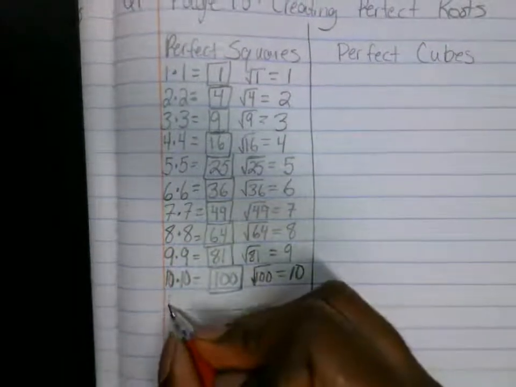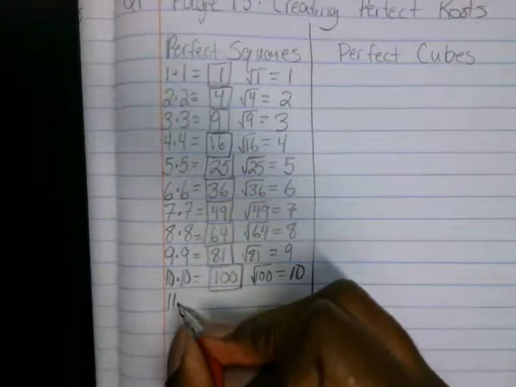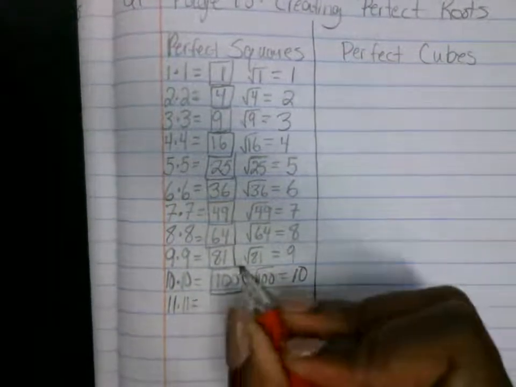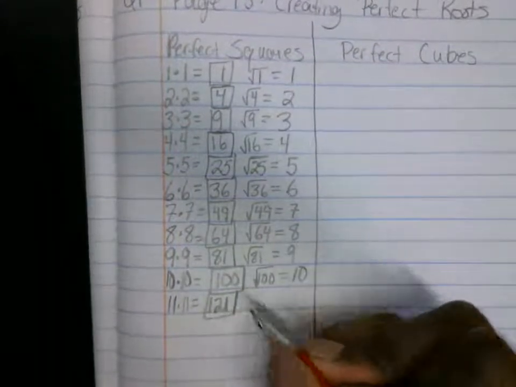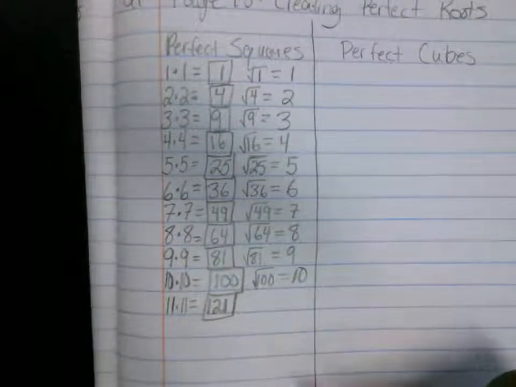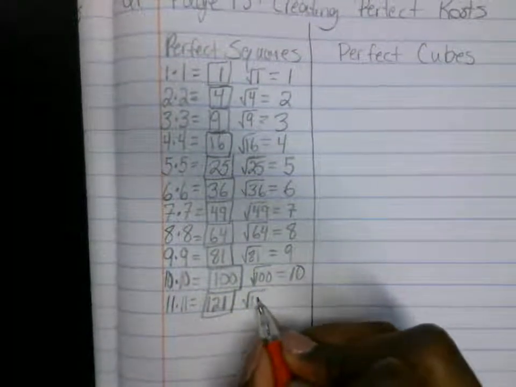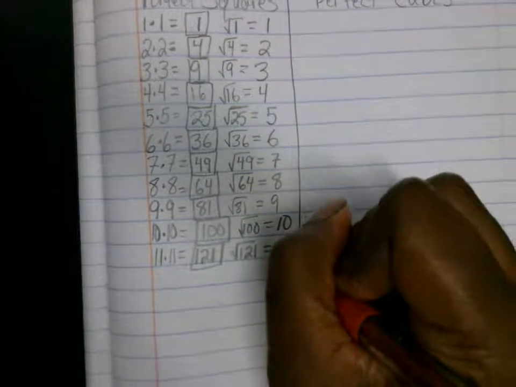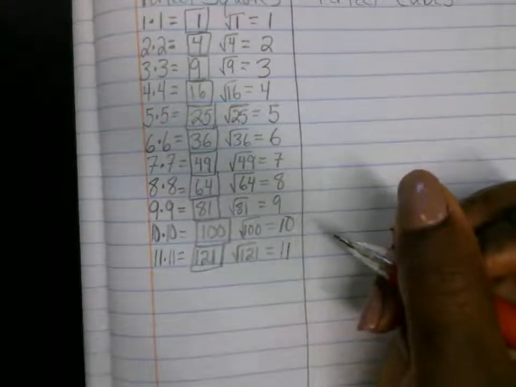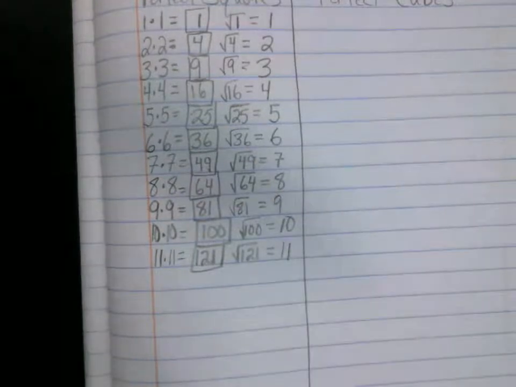Let's do the next one. When you have a calculator, 11 times 11. Does anybody know what that's equal to? 121. Good job. 121 is a perfect square. What is the square root of 121? 11. Why? Because 11 times itself gives you the number under the radical, which is 121.